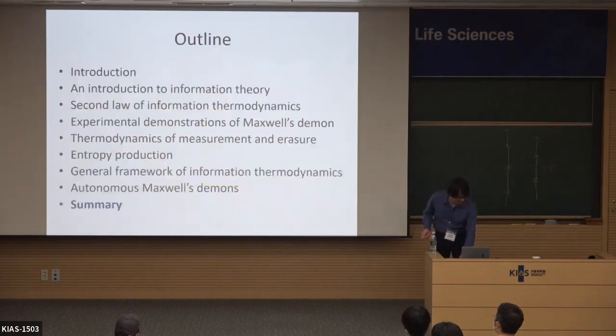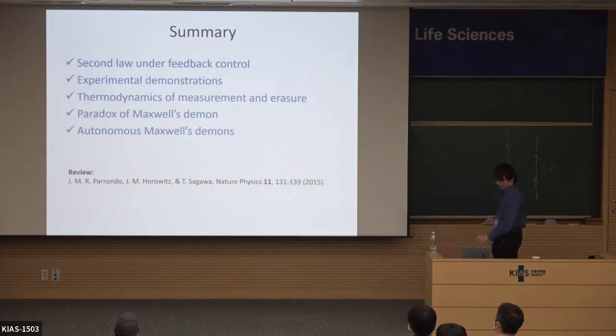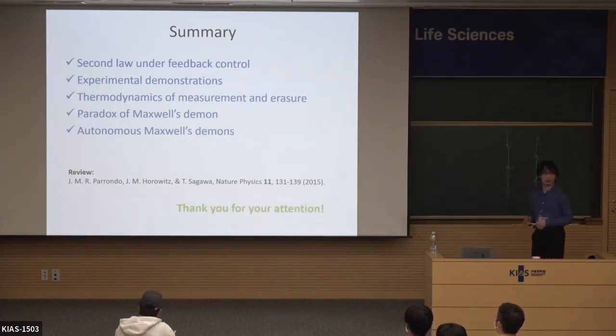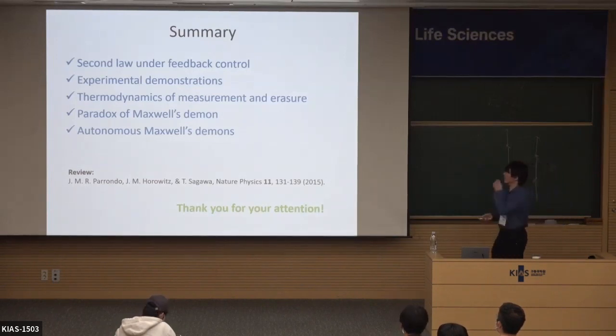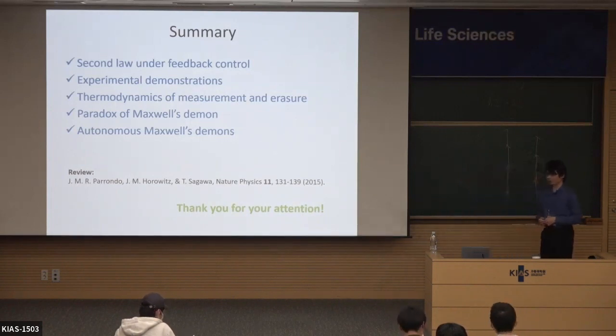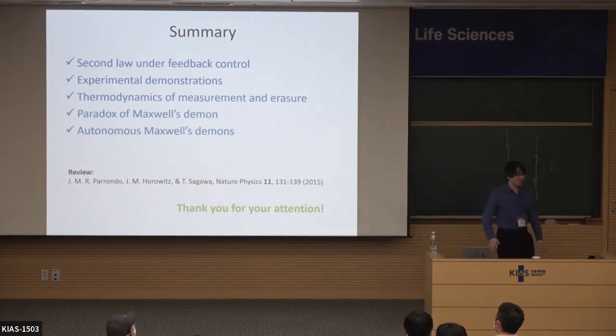So this is the final slide. I have talked about the general theoretical framework of the dynamics of information, but focusing only on the classical situations. I have talked about experimental demonstration, and today I have talked about the measurement and erasure and paradox of Maxwell's demon, and finally, continuous and autonomous Maxwell's demons. But here's my review paper, from 7 years ago. And of course, we have a very long list of literature, but I'll skip that.